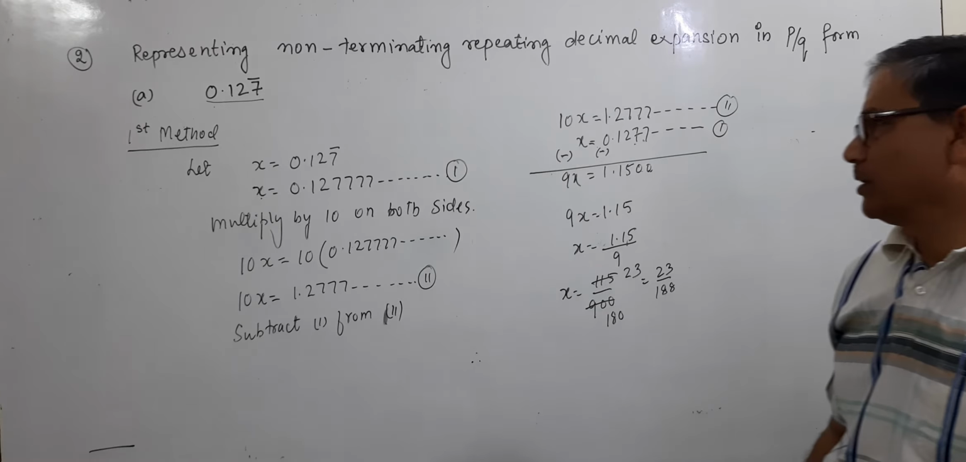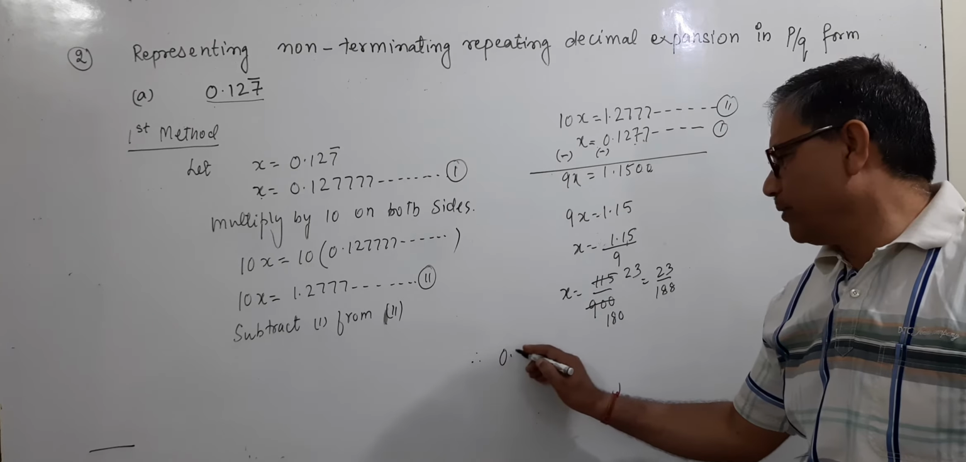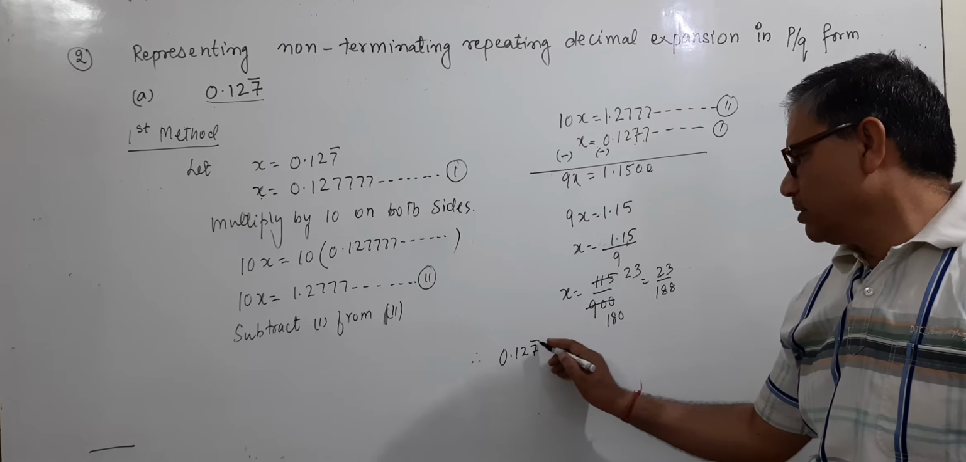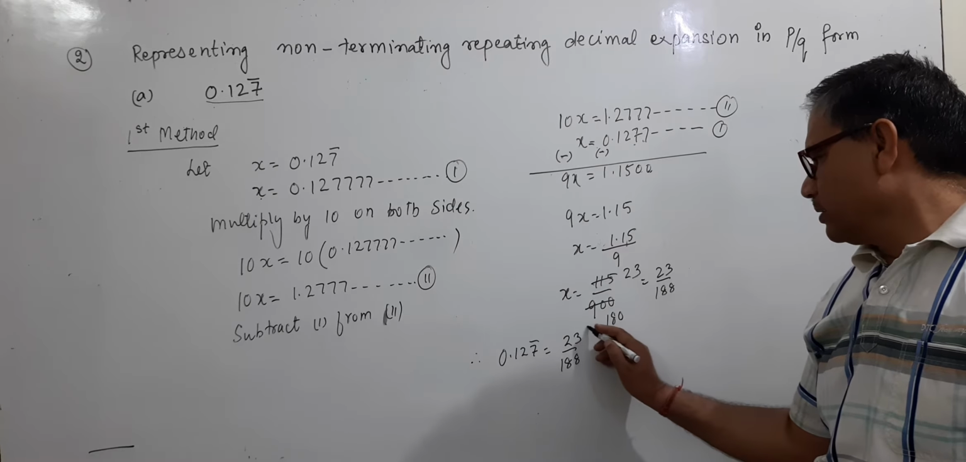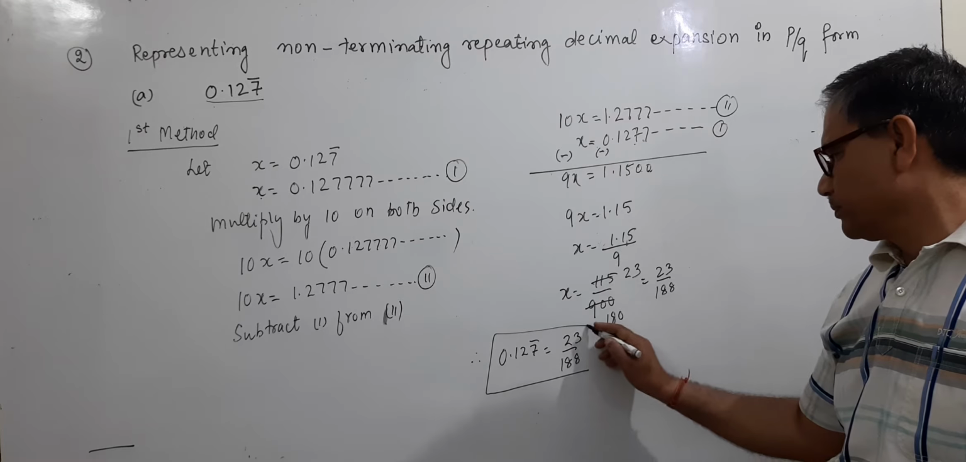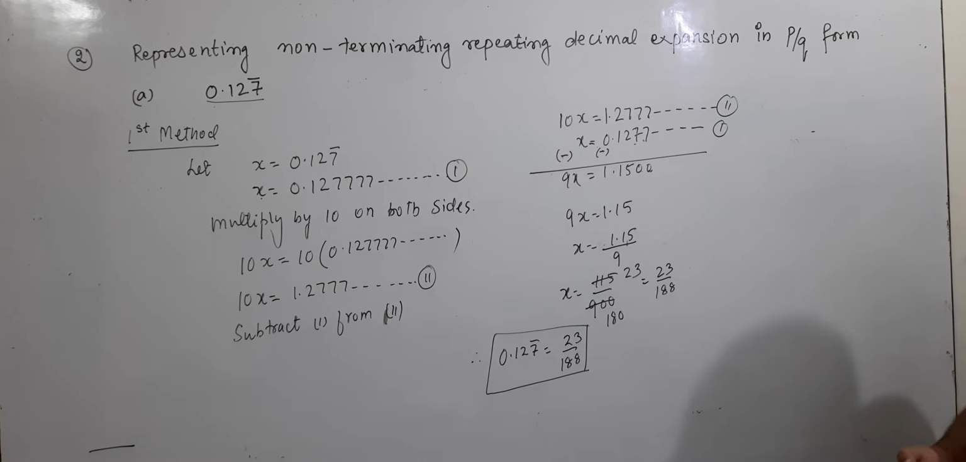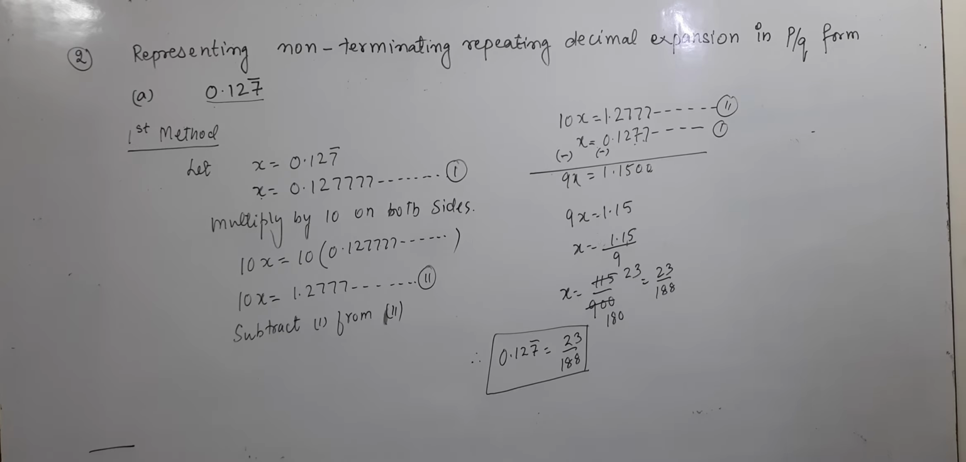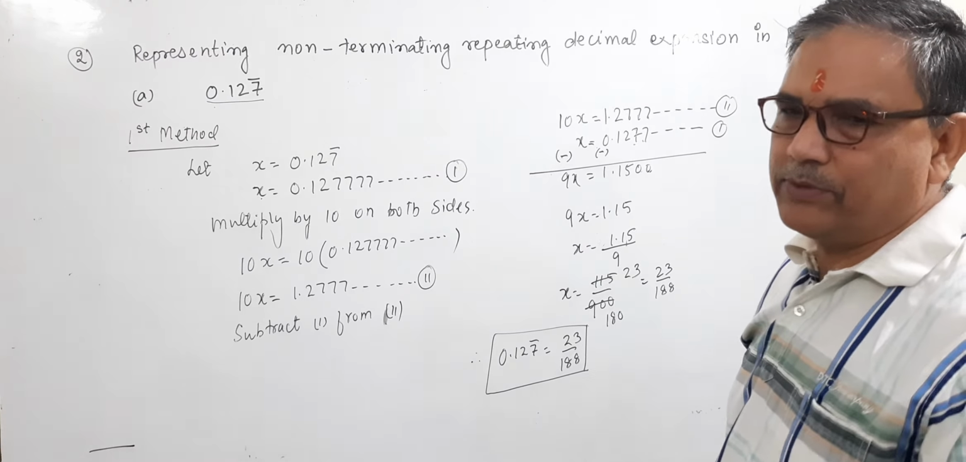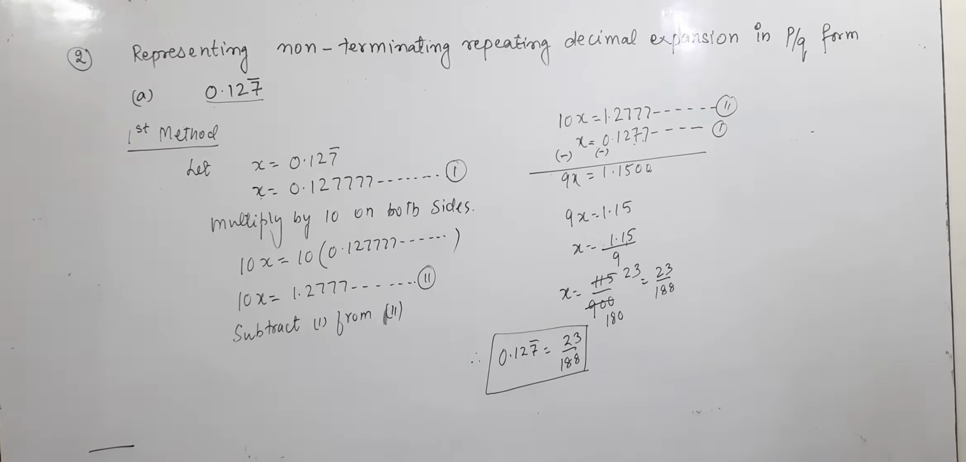Therefore, we can express 0.127 bar is equal to 23 upon 180. This is the decimal expansion of a non-terminating repeating decimal in p by q form. If the question is asked for 1 mark as an MCQ, we can solve it by a direct method.